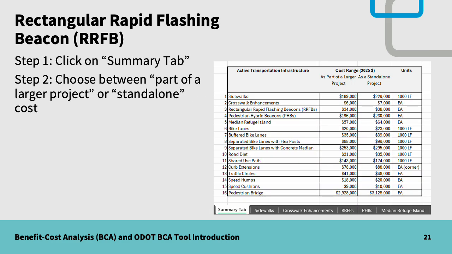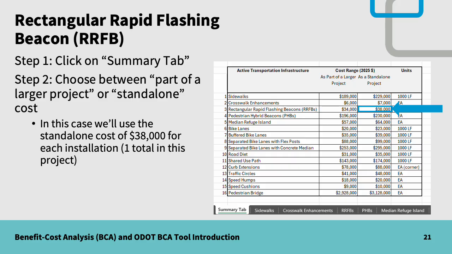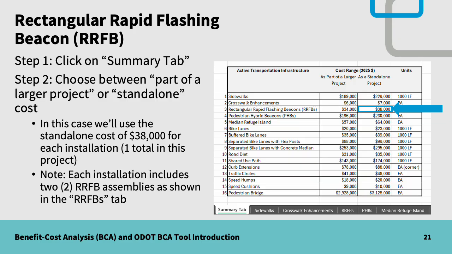The next element in our project is the installation of rectangular rapid flashing beacons, aka RRFBs, at one location. This one is a little simpler because we do not need to change any design assumptions. Therefore, in this case, we'll look at the Summary tab and use the standalone cost of $38,000 for each installation of RRFBs, which is one total in this project. It's important to note that the RRFB cost opinion includes 2 RRFB assemblies, one for each side of the road, as shown in the detailed RRFBs tab.